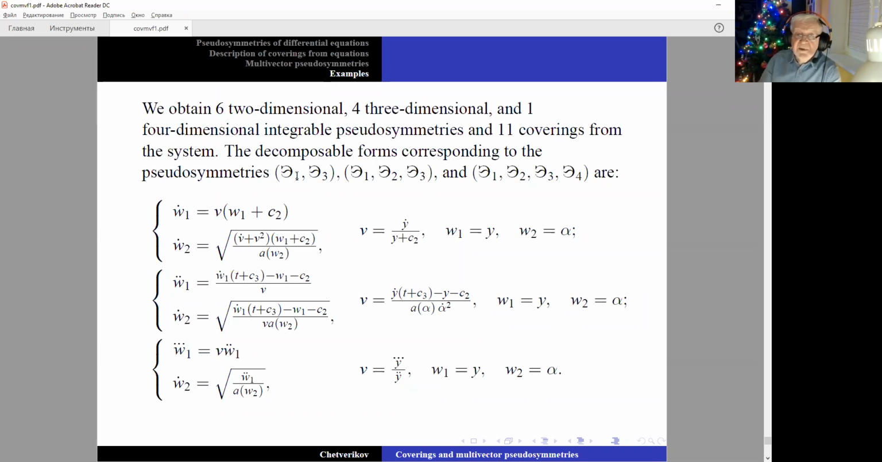For example, the decomposable forms corresponding to the pseudosymmetries of this form are 1, 2, 3, and the corresponding change of variables.